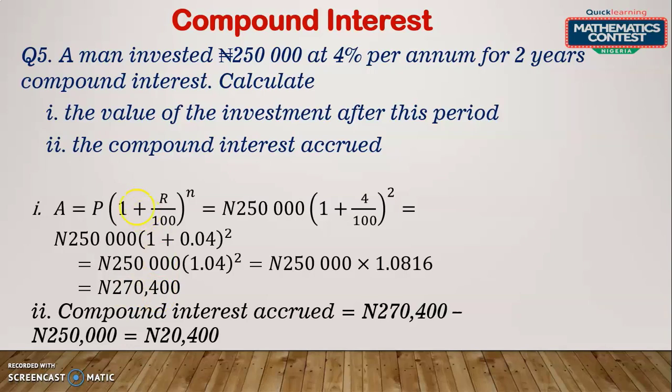Now the second part, we should calculate the compound interest. The compound interest will be our amount minus the initial principal, which is 270,400 minus 250,000, and we'll get 20,400. If you get these two answers correctly, then it's a thumbs up for you.